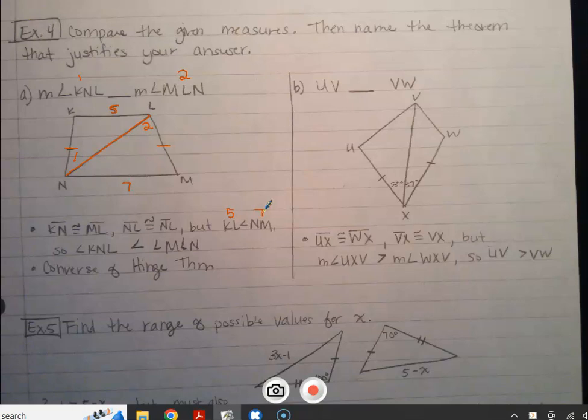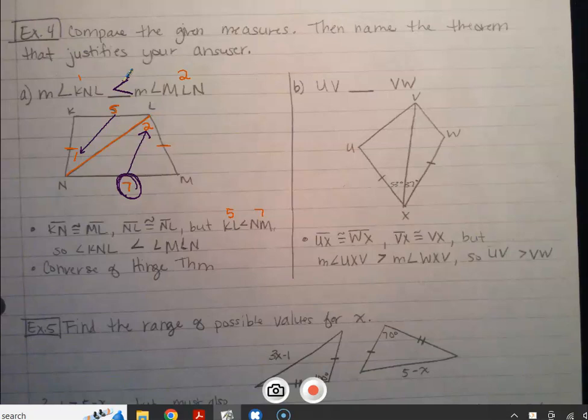So angle KNL has to be less than angle MLN. How? Why? Because the side's not as long, right? This side is opposite of this angle, and this side is opposite of this angle. This side is bigger, so we know this angle is larger. So angle 2 is larger, so we know this is less than. Is that clear as mud?